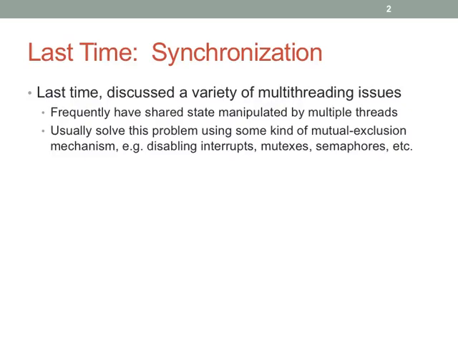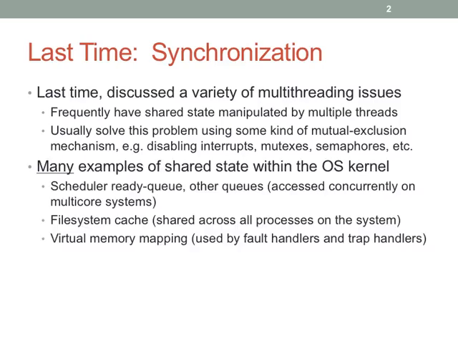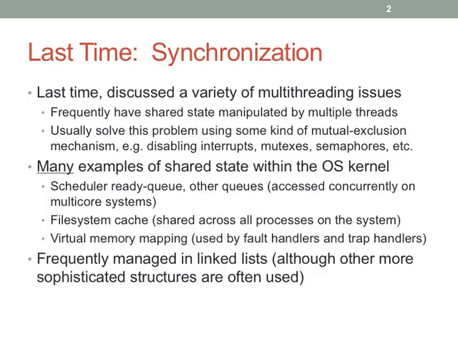So it's a little bit challenging, and there's a lot of good examples. Kernels are full of it. Basically, shared state has to be accessed from different contexts concurrently, and particularly in multi-core systems it gets even more complex. So a lot of times it's a linked list.